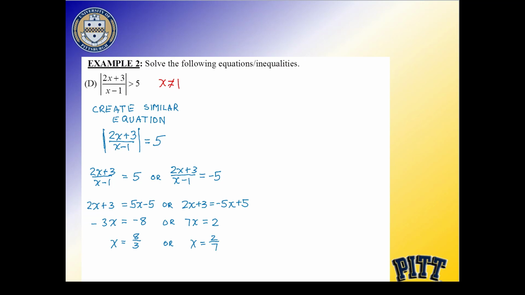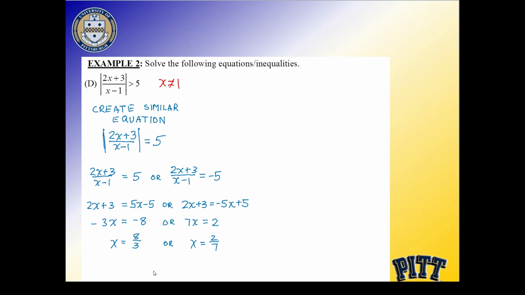Now, a mistake that a lot of students make is they would stop here. But the fact of the matter is, if you are given an inequality to solve, 99.99% of the time, the answer is going to be an inequality or an interval that you need to provide. It's just not going to be two numbers and that's it.